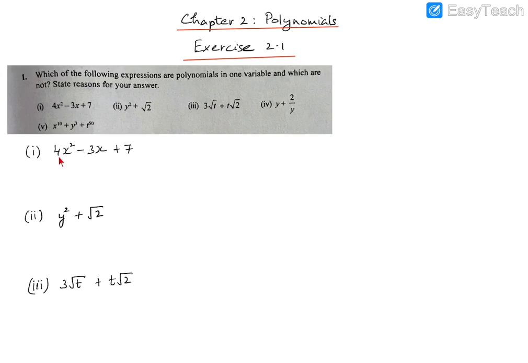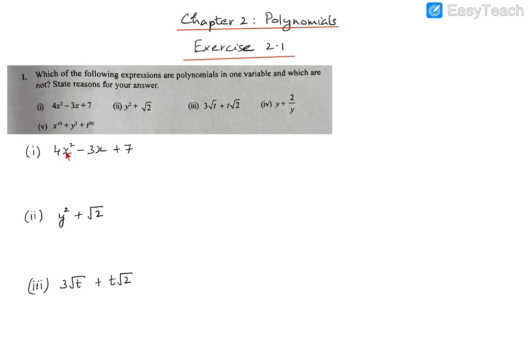So the first one, 4x squared minus 3x plus 7. Clearly the only variable present in this algebraic expression is the variable x. So x is the only symbol that is present here. So it is an algebraic expression in one variable, but is it also a polynomial? If you remember, one of the rules for an algebraic expression to be a polynomial is that the exponents or the powers of the variable must be whole numbers.